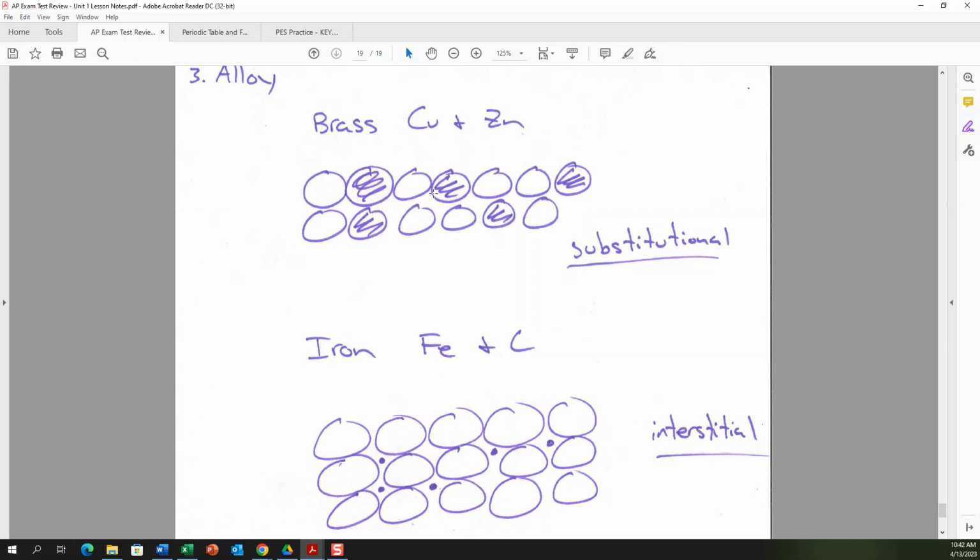So in substitutional, I substitute a zinc with a copper, right? Substitutional. When they're the same size, similar in size, they don't have to be exactly the same size, but similar in size, you're going to have substitutional alloys.